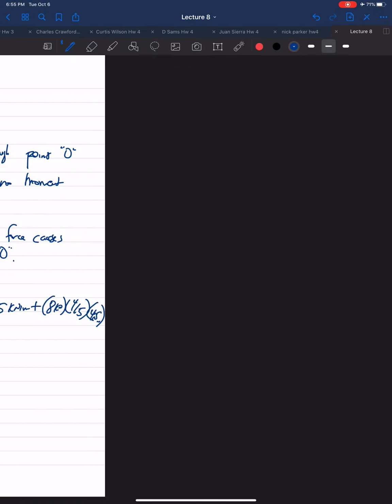Let's work another one. Let's look at problem 387 on page 139 in the text. Here it says the weights of the various components of the truck are shown. So I'm going to just draw a rough truck.